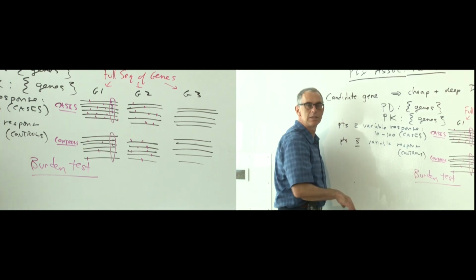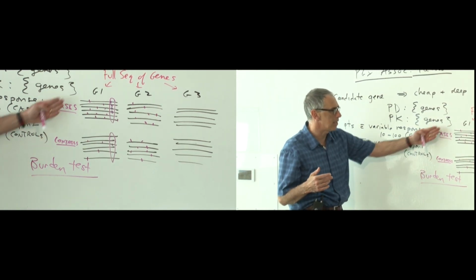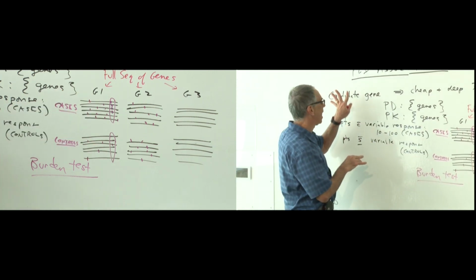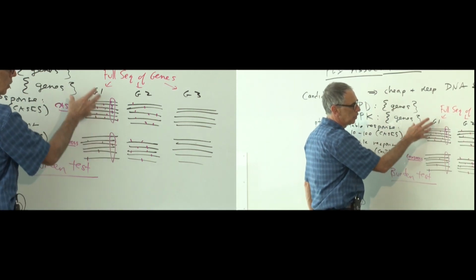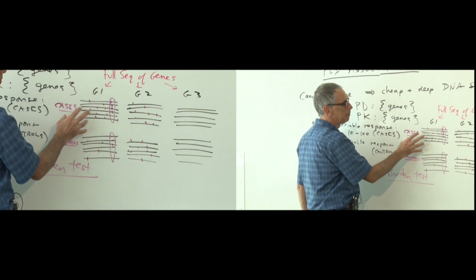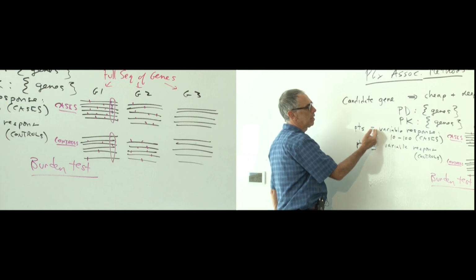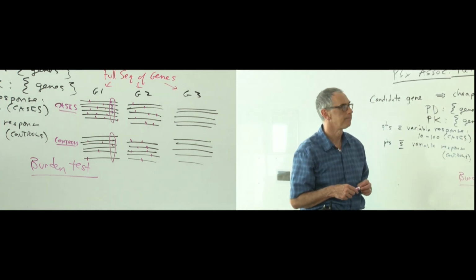Burden is the simplest. People write tens and hundreds of papers on different tests to pick up these subtle differences. But the idea is the same. Candidate genes, full sequencing, identify genes that seem important, and summarize how you could use the information in a full sequence to perhaps predict the response of interest. That's a candidate gene approach.